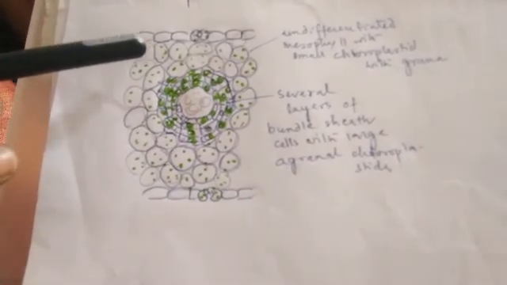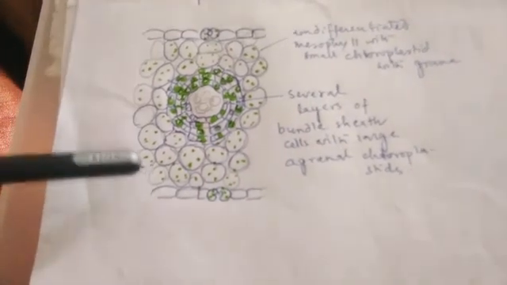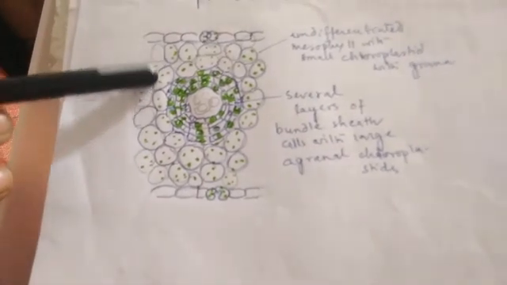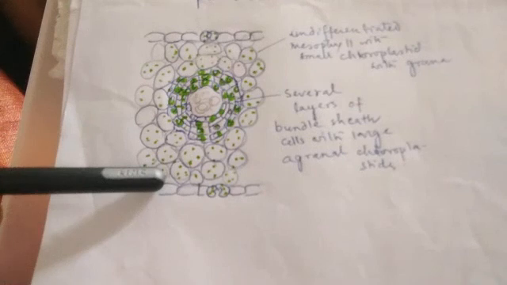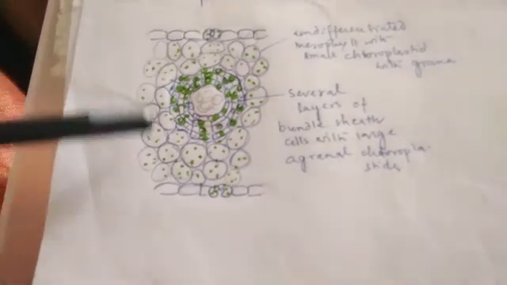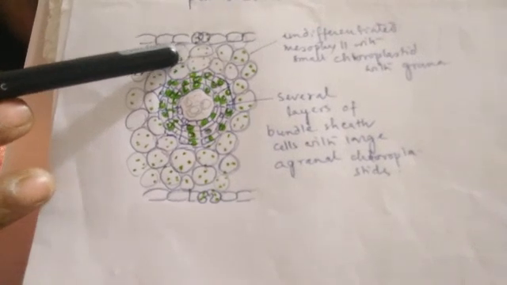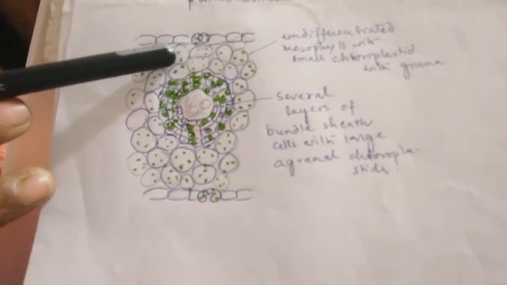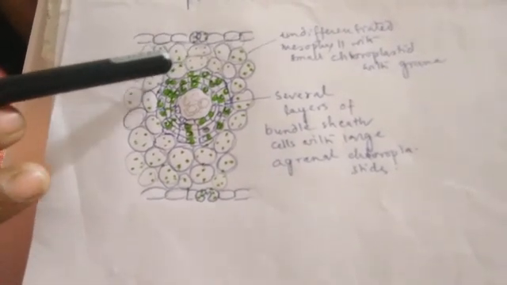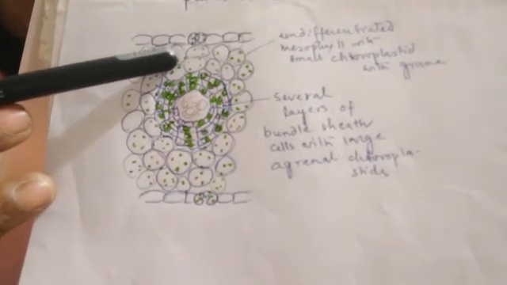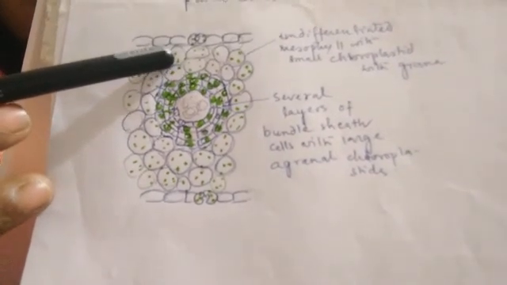In C3 plants, we will see palisade and spongy parenchyma. In C4 plants, the mesophyll cells are undifferentiated. There is no such differentiation of palisade and spongy parenchyma. In C3 plants, the mesophyll chloroplasts are larger with well-developed grana and stroma. But in C4 plants, the mesophyll chloroplasts are smaller with well-developed grana.